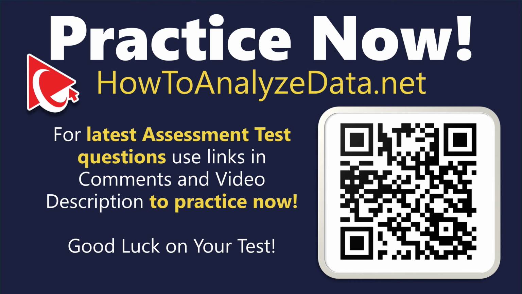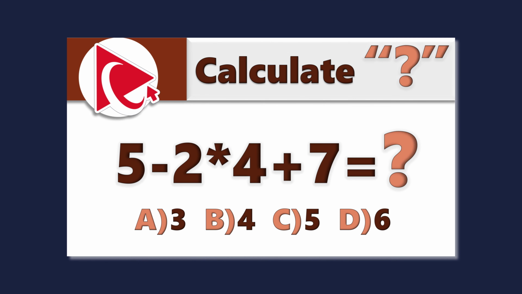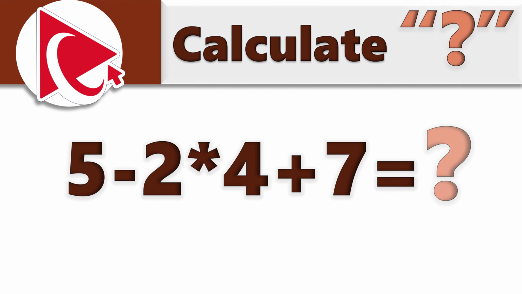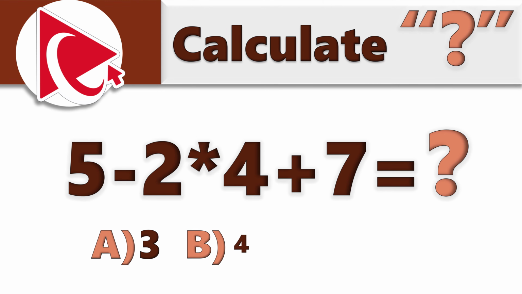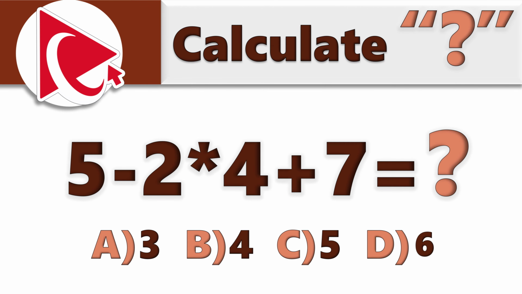Get ready for a mind-bending question that will make you question your own existence. Well, maybe not to that extreme, but definitely a cognitive workout. You're presented with the very simple expression 5 minus 2 multiplied by 4 plus 7 equals question mark. And question mark is the value that you need to calculate. Once calculated, select your answer out of 4 possible choices. Choice A, 3. Choice B, 4. Choice C, 5. And last but not least, choice D, 6.